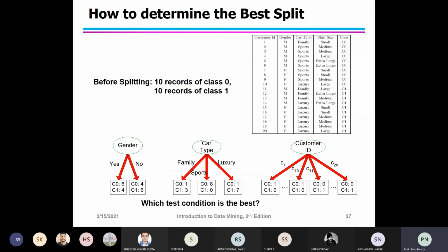Yes, sir. You have an equal number of records from each class. Now if you split the data using the gender attribute, then the class distributions of the child nodes are 0.6 and 0.4, or 0.4 and 0.6 respectively. Although the classes are no longer evenly distributed. Now, splitting on the second attribute, the card type, will result in purer distributions. I mean, a purer partition.